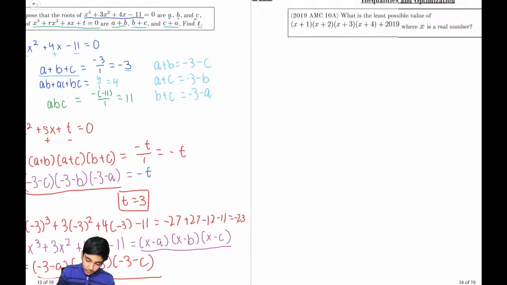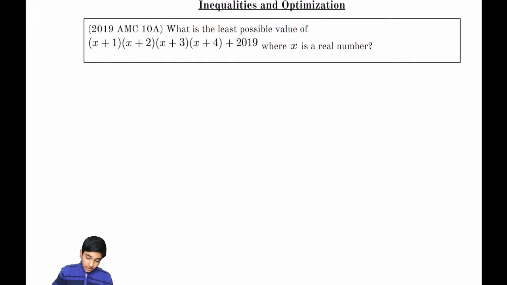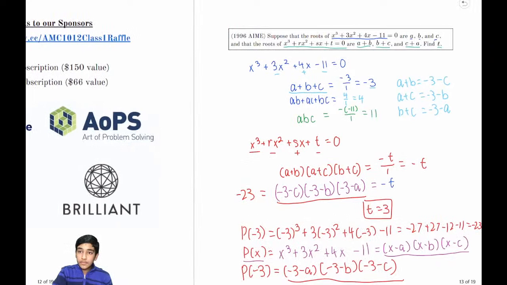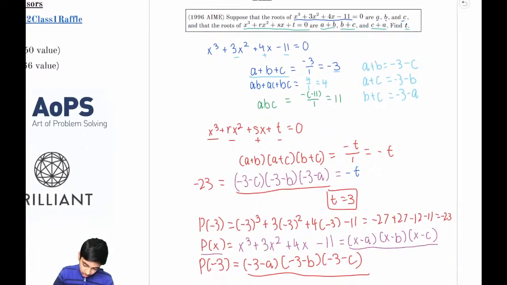Okay, so now let's take a look at our next problem. I'm going to look at some inequalities and optimization problems. Let me just re-explain this problem really quickly. So now we know that 1996 AMC, we have this expression here. So what can we do really? What do we know, right?